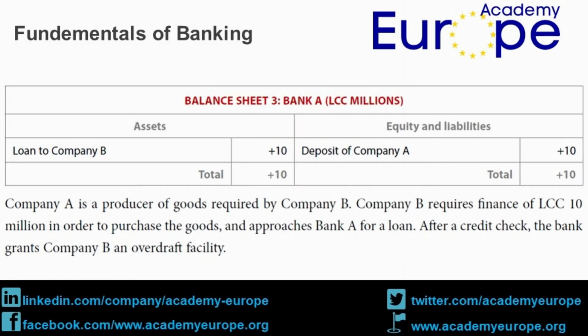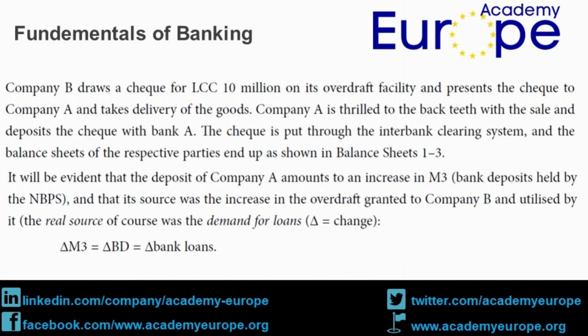Company A is a producer of goods required by Company B. Company B requires finance of LCC 10 million in order to purchase the goods, and approaches Bank A for a loan. After a credit check, the bank grants Company B an overdraft facility. Company B draws a check for LCC 10 million on its overdraft facility and presents the check to Company A and takes delivery of the goods. Company A is thrilled with the sale and deposits the check with Bank A. The check is put through the interbank clearing system, and the balance sheets of the respective parties end up as shown in balance sheets 1 to 3.